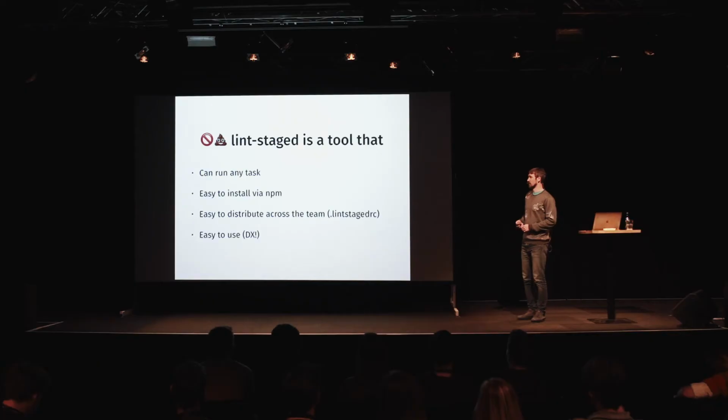So it's basically one lint-staged rc file or part of a package.json, which, if you change it, everyone gets it on the next pull. And it's really easy to use, because developer experience is something I really care about.